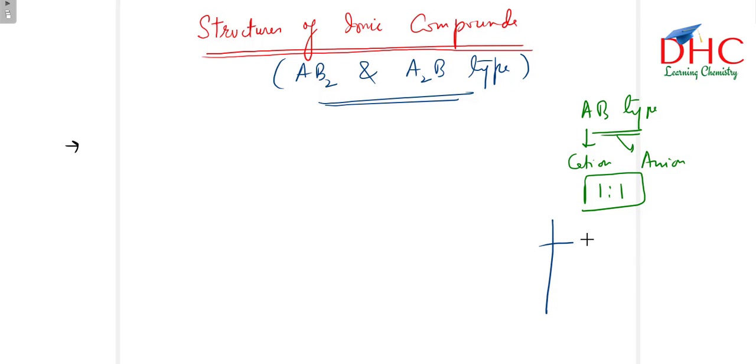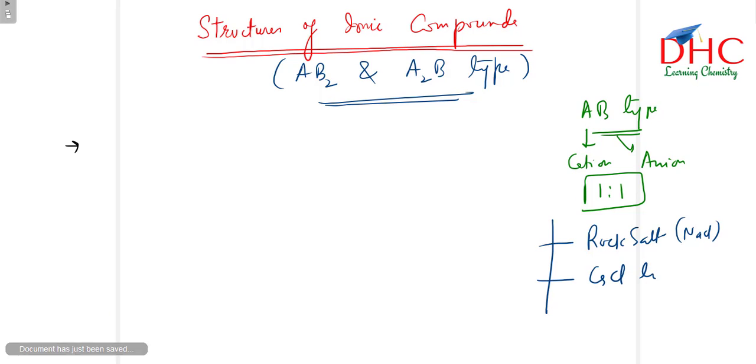We did talk of rock salt type structure and the examples in it, cesium chloride type structure. We also talked about zinc blende type structure, that is ZnS. Now there is another category of ionic compounds, that is AB2 type and A2B type. ये आज हम इनकी बात करेंगे. So first of all we'll be taking up AB2 type compounds.